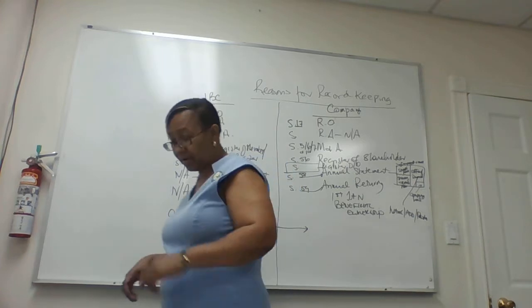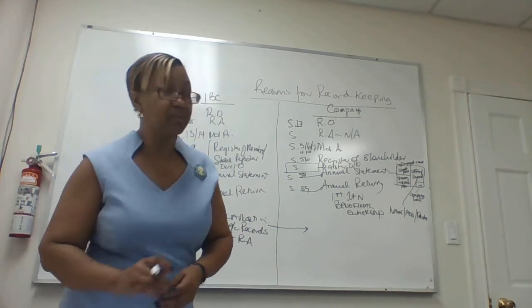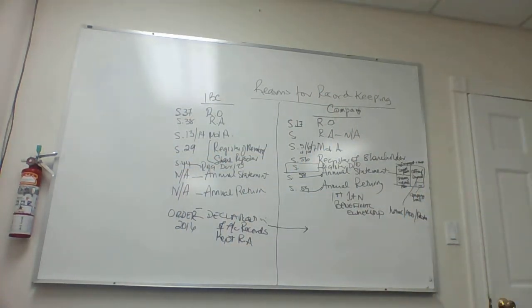What's required over here for a company? Accounting records. Come on, go and read it again. For a company, we're required to keep audited financials. Audit financial statement? Financial disclosure, go read 118 and see what it says.